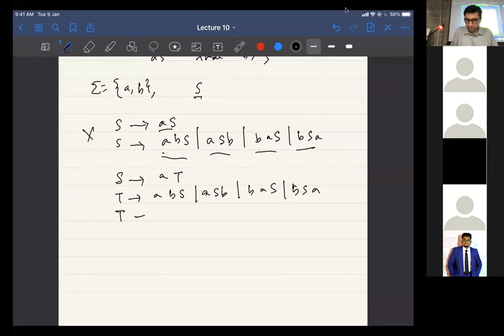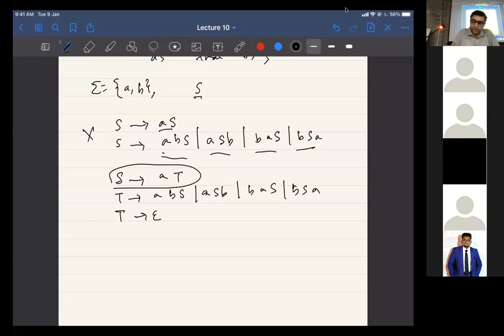Sir? Yes. What is the question? Sir, why did you put that T over there? Again, what's your question? You put a T in the line S arrow AT, right? Yes, this first rule. Yeah. I'm talking about that T. Why did you put that T there?